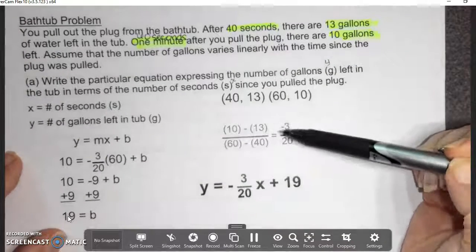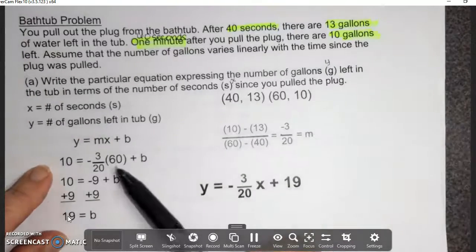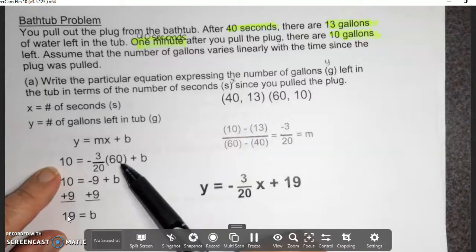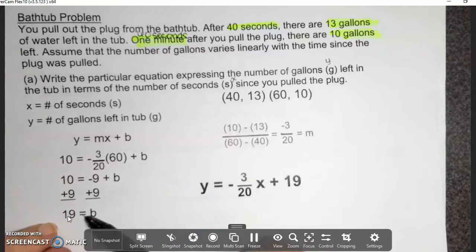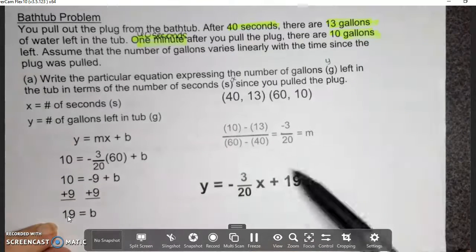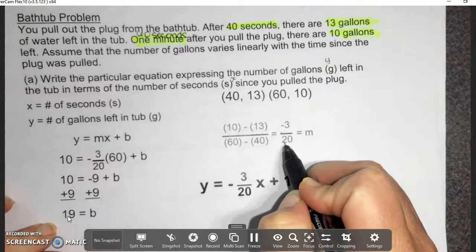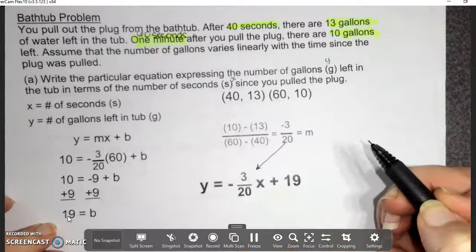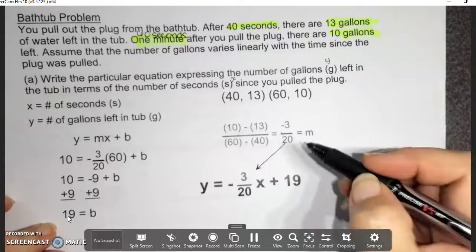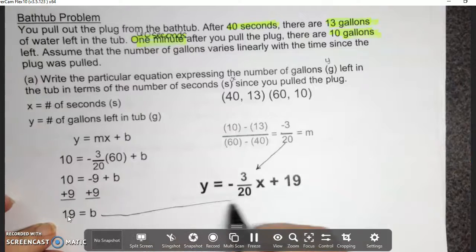And it's negative 3/20. I plug in a point. I plugged in (60, 10). Found out that B was 19. And then I write my slope into y equals mx plus b form, or slope-intercept form. And I write my b in.